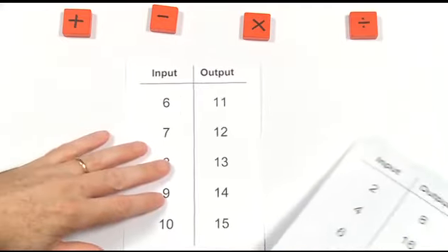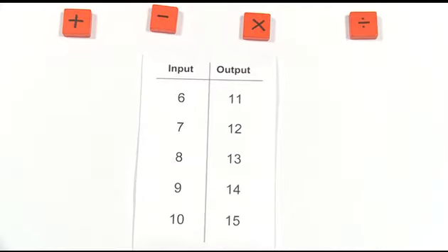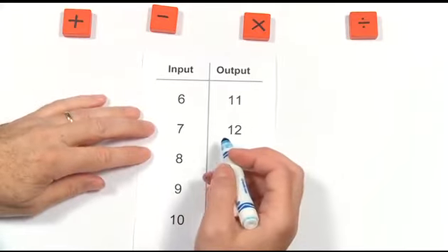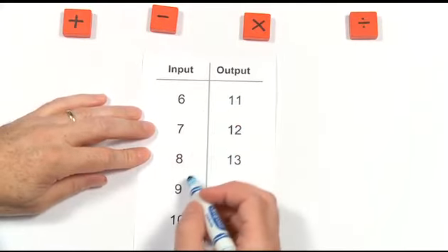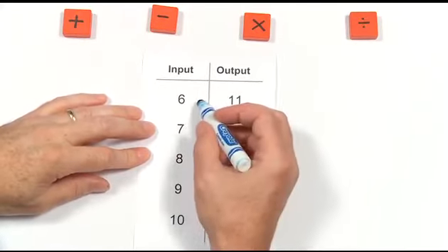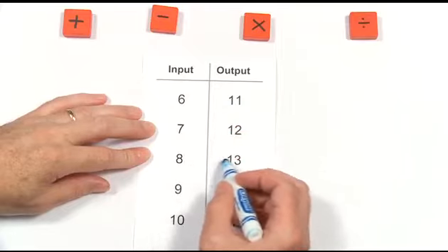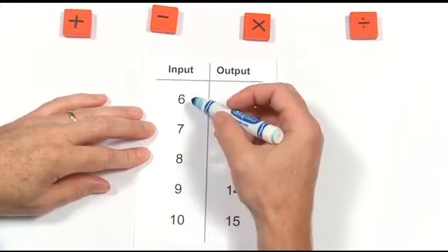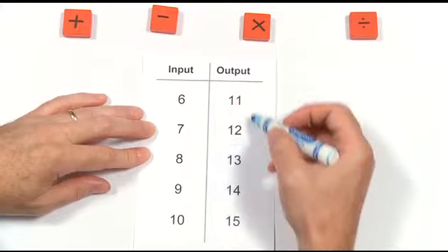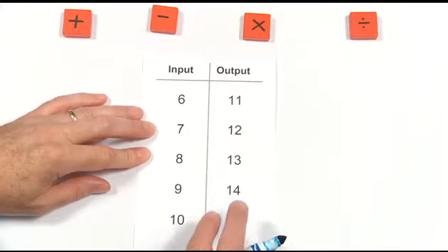Let's start with this one here. The very first thing I do is I start to look at the relationship between these two. And here I'm noticing that they're going up by the same amount. In fact, I notice that this goes up by the same amount as this. They're parallel, if you will.